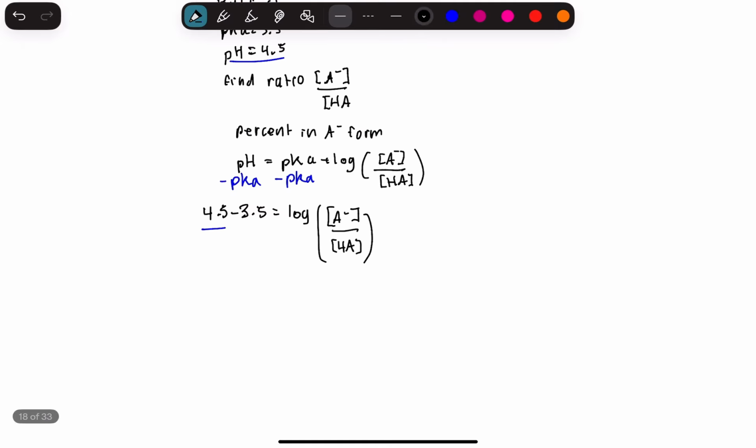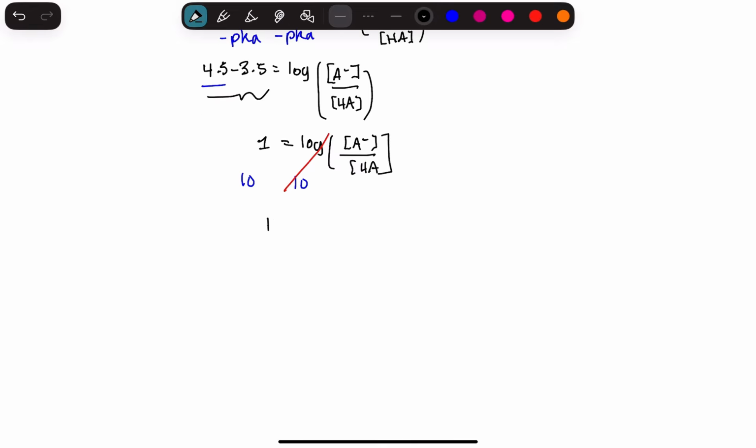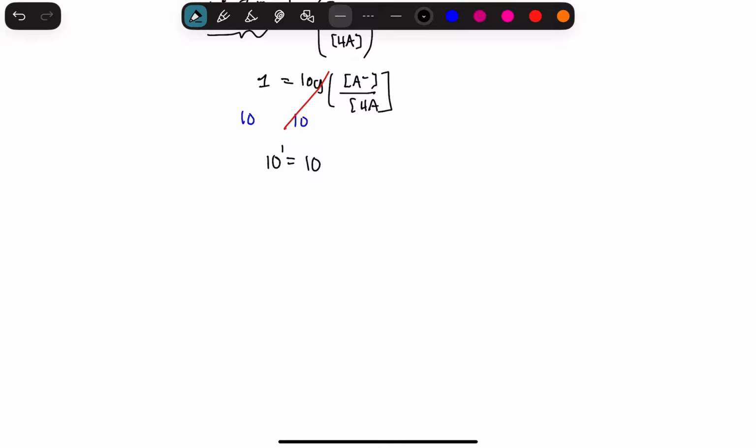After this, we can simplify, so that's equal to 1. So this is equal to log of A minus divided by HA. Now we have to undo the log, right? So we raise both sides to the power of 10. When we do that, we cancel out the log, and we just have 10 to the power of 1, which is equal to 10. So the ratio is equal to 10, which means A minus to HA is 10 to 1.